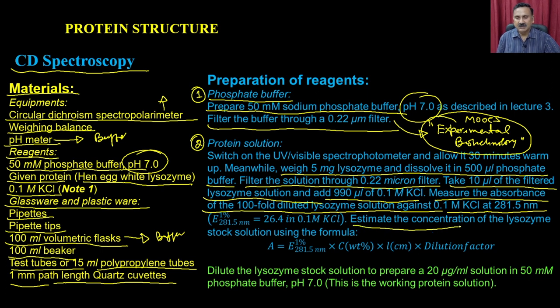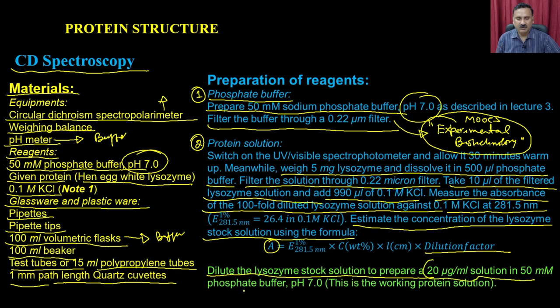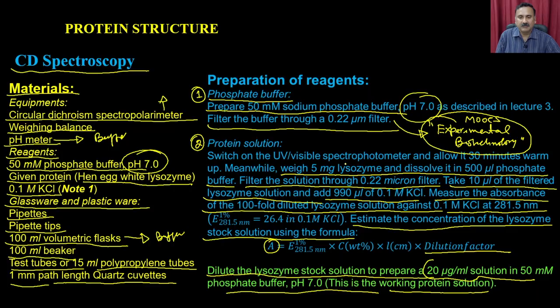So you can estimate the concentration of the lysozyme stock solution using the formula: absorbance is equal to extinction coefficient into C, into the path length, and into the dilution factor. Then you can dilute the lysozyme stock solution to prepare a 20 microgram per mL solution in 50 millimolar phosphate buffer, because this is the working protein solution. Whatever precision you have, for example, you weigh 5 milligrams and dissolve it into 500 microliter buffer, that may or may not be correct.